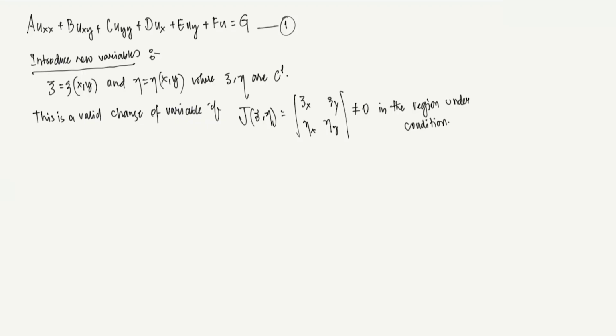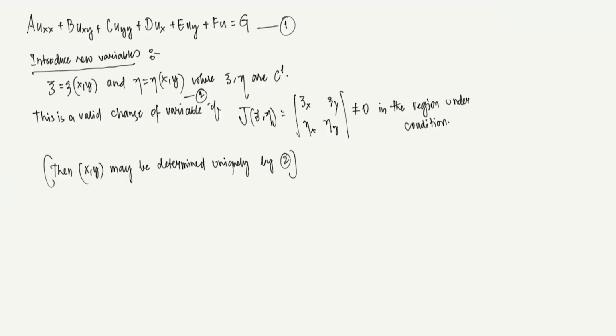That's the condition. Okay, if that happens, then x, y can be determined uniquely for this system, let's call it 2. So if this happens, then x, y may be determined uniquely by 2.